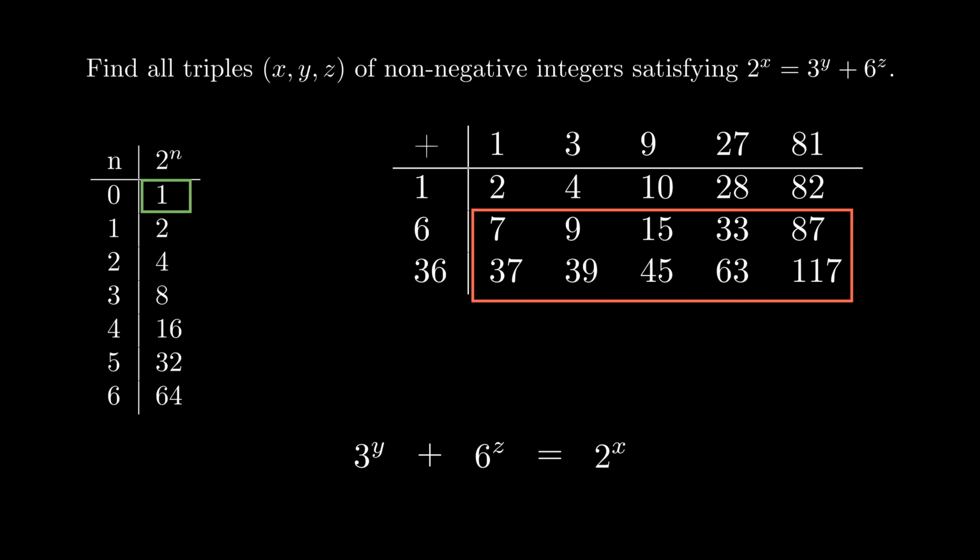Indeed, if z is at least 1, then the left-hand side of the equation is the sum of an odd and an even positive number, which is itself odd and greater than 1, so there are no solutions here. That means z has to be 0, so that both sides of the equation can be even.